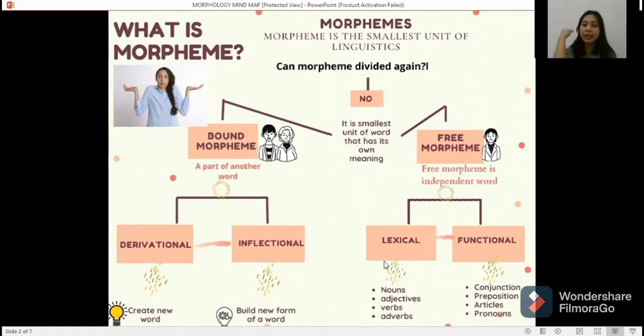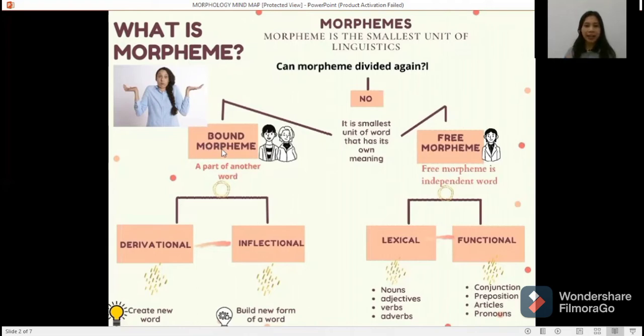Lexical has four types in it, such as nouns, adjectives, verbs, and adverbs. And how about functional? Functional has four types too. The first one is conjunction, preposition, articles, and pronouns.